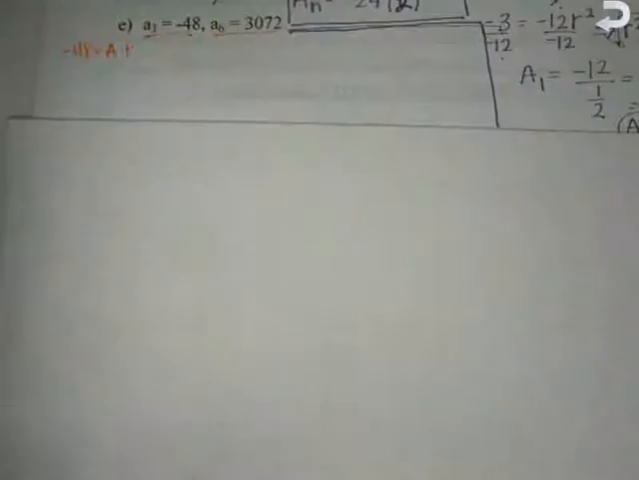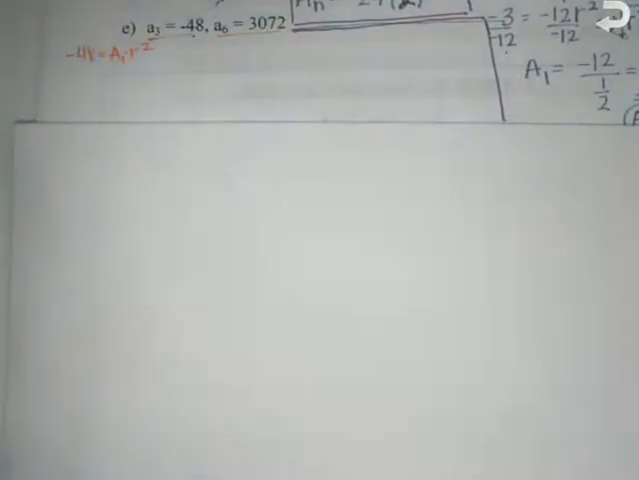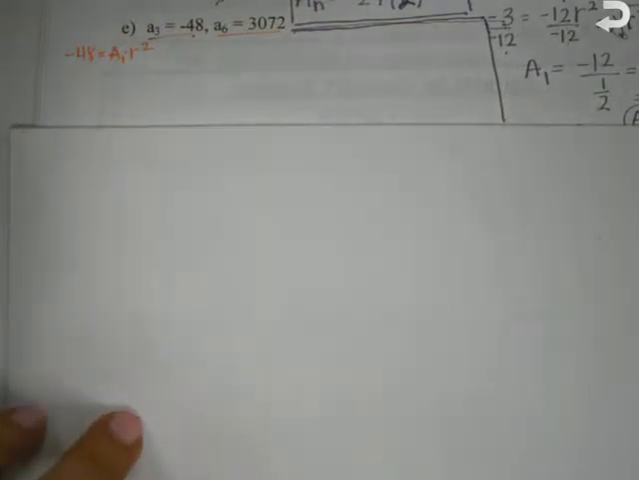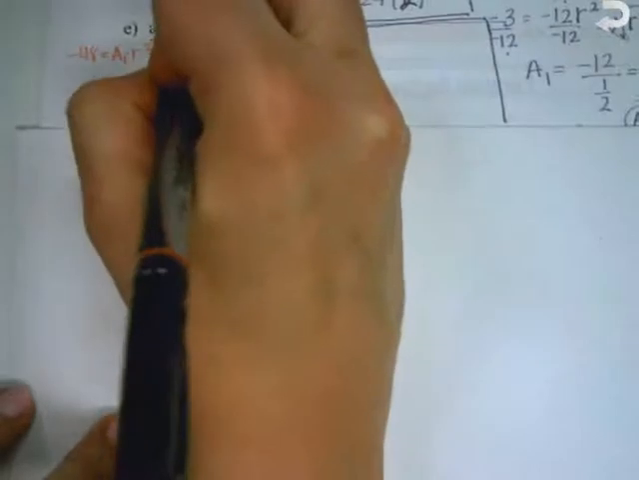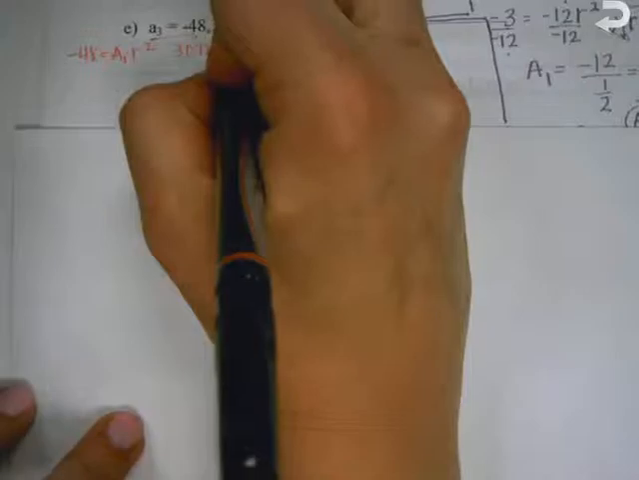Okay, then we also have 3072 equals A1 times r to the what power? Fifth power. 6 minus 1 gives me the fifth power. Okay, so I have two equations. I can't use elimination, I have to use substitution.